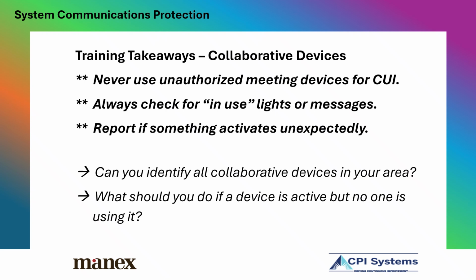Okay, for key takeaways here, never use unauthorized meeting devices for CUI. These are collaborative devices. Always check for the in-use lights or messages. And of course, as a CUI system user, always report if something activates unexpectedly. Questions for users and managers would include, can you identify all the collaborative devices in your area? And what should you do if a device is active but no one is using it? Awareness training is key here. Malone should ensure everyone knows how to spot in-use alerts, and Sam should never assume a device is off. Always check.